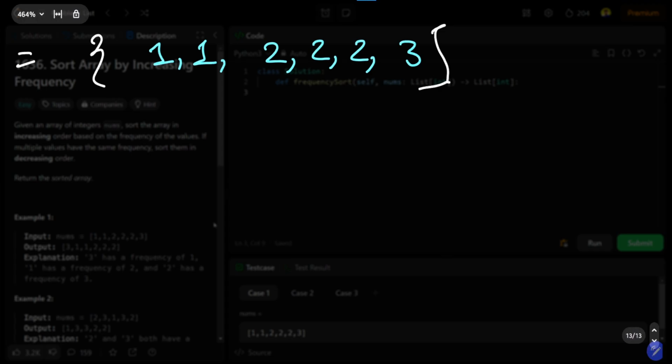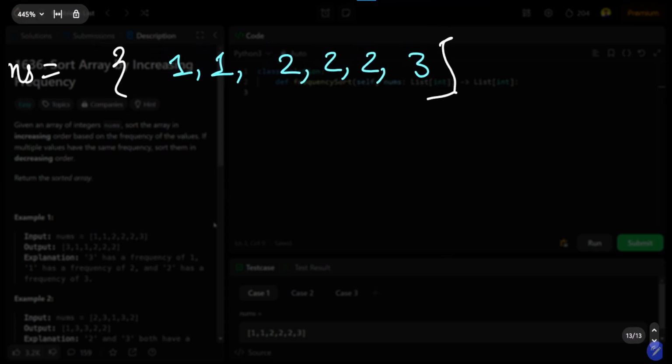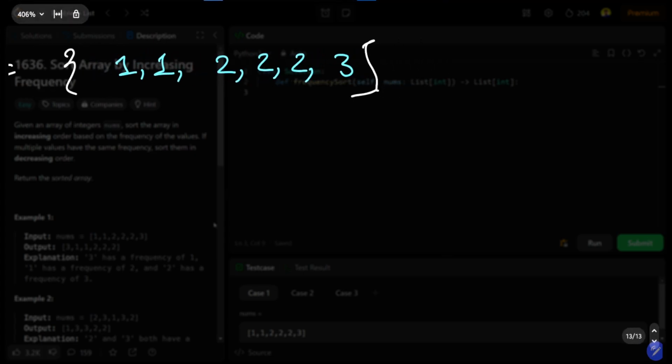Now for this question, they are saying you need to sort based on the increasing order of frequency. That means we need to take the frequency of each element. So if I take the frequency, 1 is coming once, and again it came twice.